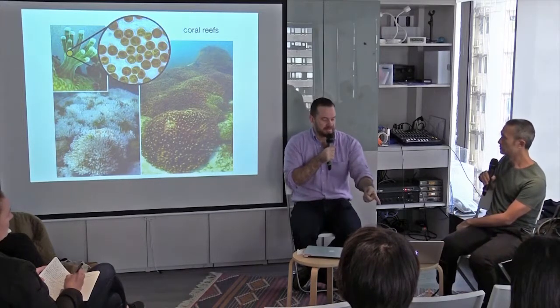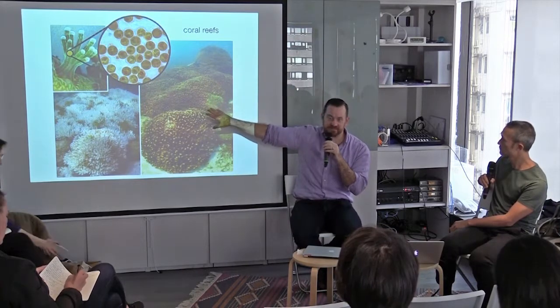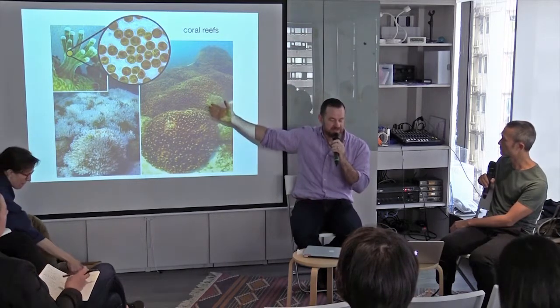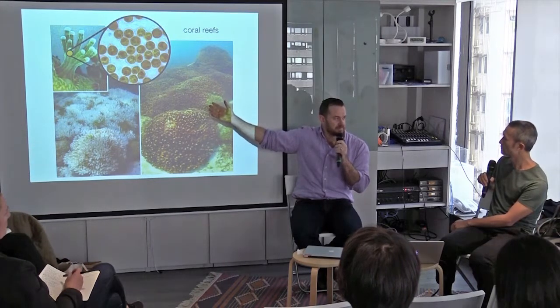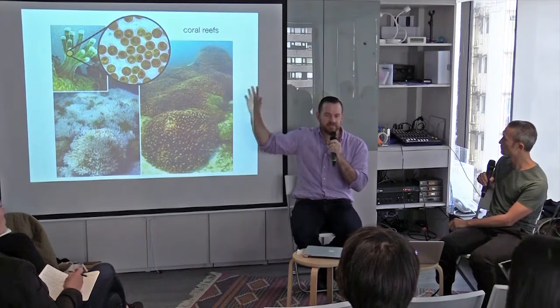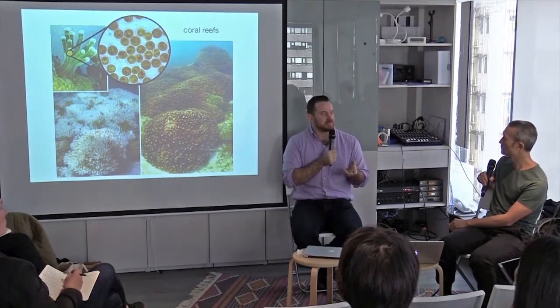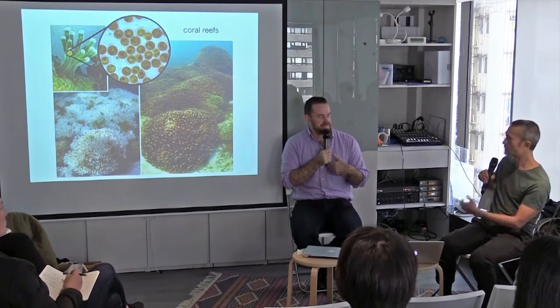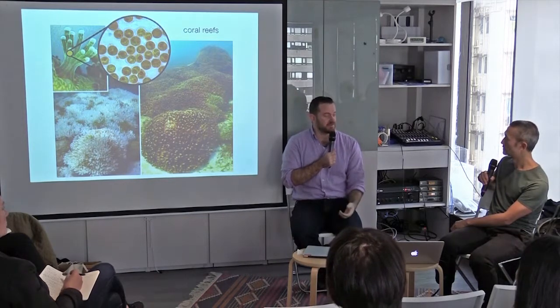In science, we often think of these as the textbook examples of symbiosis. When I was being trained as an undergraduate, corals were the epitome of symbiotic associations. But now symbiosis is everywhere. It's inside of us, too. So this pairing of genetic libraries is almost a universal trait in life.